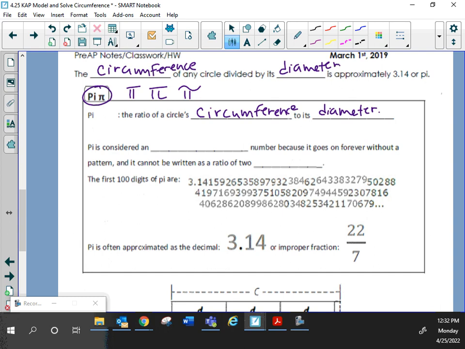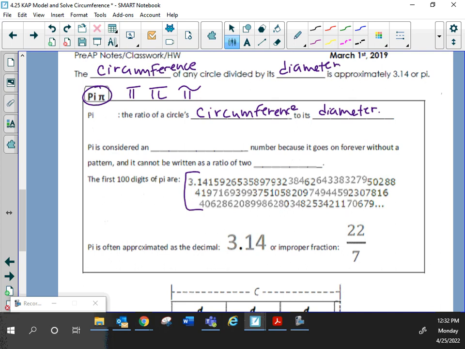Okay, so let's talk about pi. This number right here is the first 100 digits of pi. Pi is a special number in that it doesn't end. There's more than 100 digits. There's millions, trillions, infinite. It literally does not end. At the beginning of the year, we talked about different classifications of numbers. We talked first about rational numbers, how they included decimals, fractions, all those fun things.